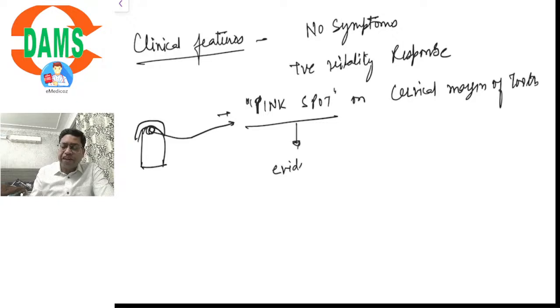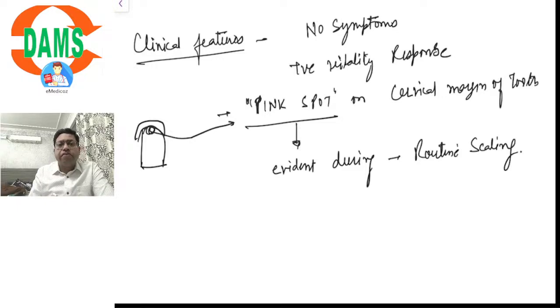The patient would not be having any symptoms. It is evident during routine scaling. The dentist would notice a pink spot on the tooth due to formation of fibrovascular tissue or granulation tissue. We have seen it is a benign proliferative fibrovascular and fibroosseous type of lesion.